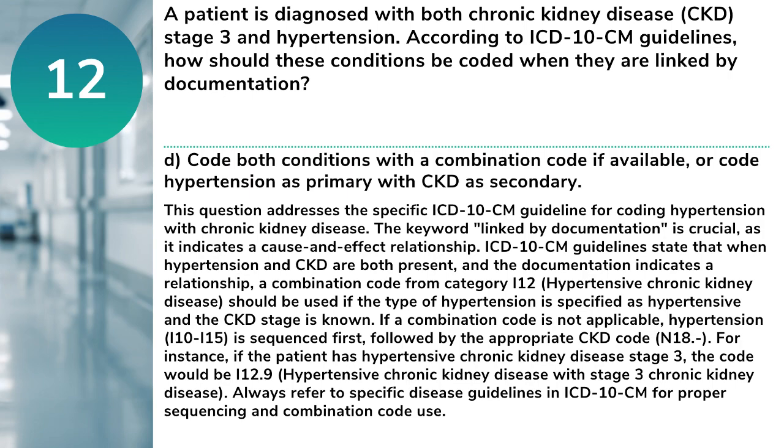If a combination code is not applicable, hypertension, I10-I15, is sequenced first, followed by the appropriate CKD code, N18. For instance, if the patient has hypertensive chronic kidney disease stage 3, the code would be I12.9, hypertensive chronic kidney disease with stage 3 chronic kidney disease. Always refer to specific disease guidelines in ICD-10-CM for proper sequencing and combination code use.